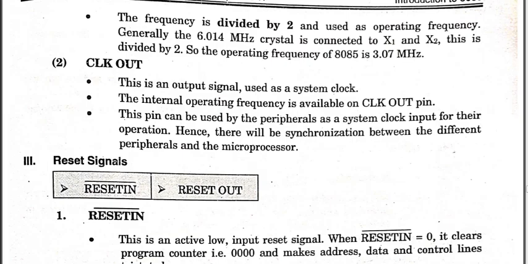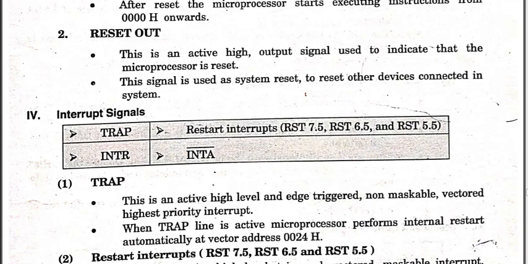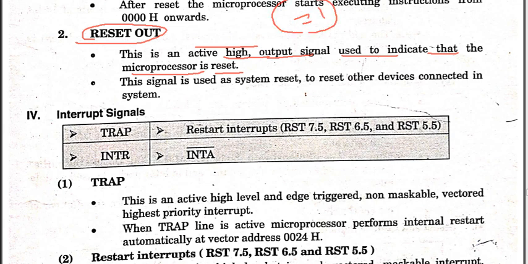Second pin is the reset out. This is the active high pin. So the output signal is used to indicate that the microprocessor is reset. For the resetting of the microprocessor, this reset out pin will be active high, means it is equal to 1. So at that time the microprocessor will be reset. So this signal is used for system reset, to reset the other devices connected in the system. So that is the reset out pin.